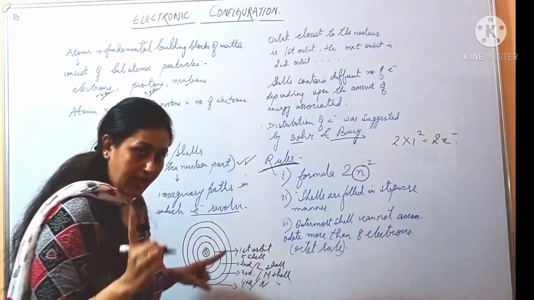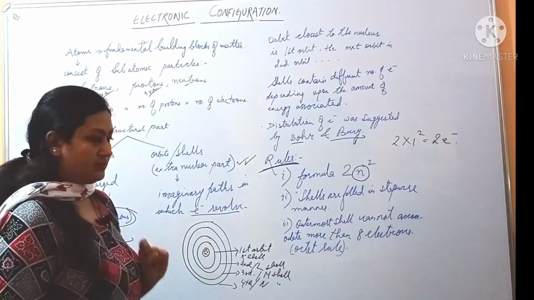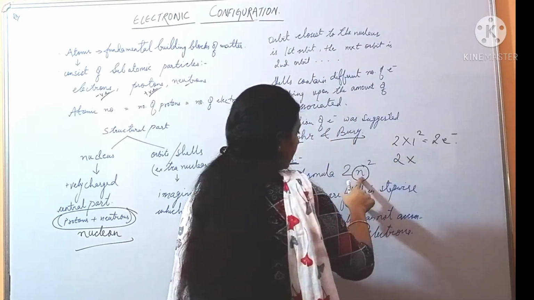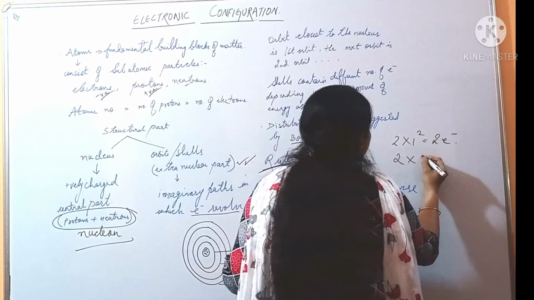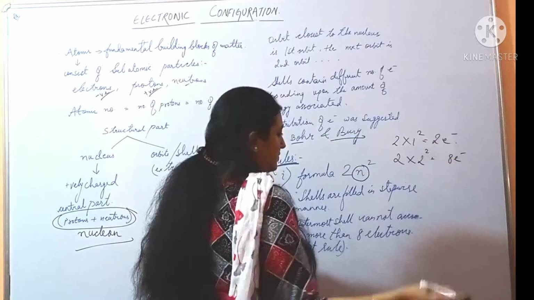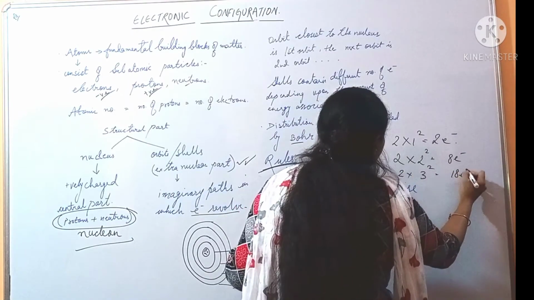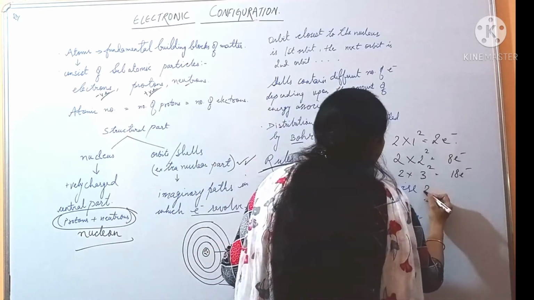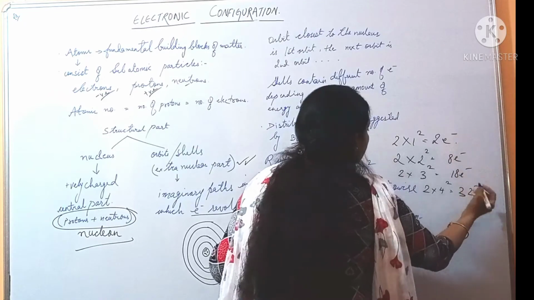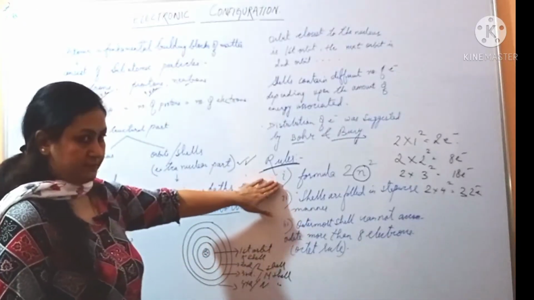2 electrons can be accommodated in the first orbit according to the rule. Coming to the second shell, again following the same formula, where n is now the second orbit. So it is 2 into 2 square, which comes out to be 8 electrons. Likewise, we can calculate for the third shell, which comes to 18 electrons. Then the fourth shell, the formula remains the same. This is 32 electrons, and so on we can calculate. This is the first rule.